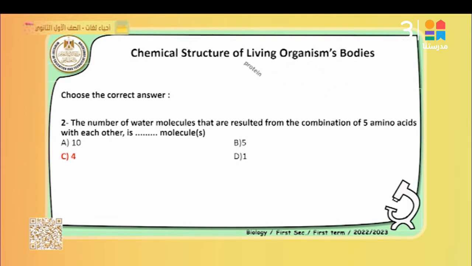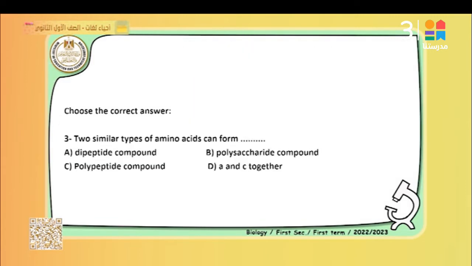Another point. Focus, please, on this point. Choose the correct answer. 2 similar amino acids can form a compound, for example valine with valine, glycine with glycine. Number 1, A, dipeptide compound; B, polysaccharide compound; C, polypeptide compound. Or A and C. The best answer is A and C.